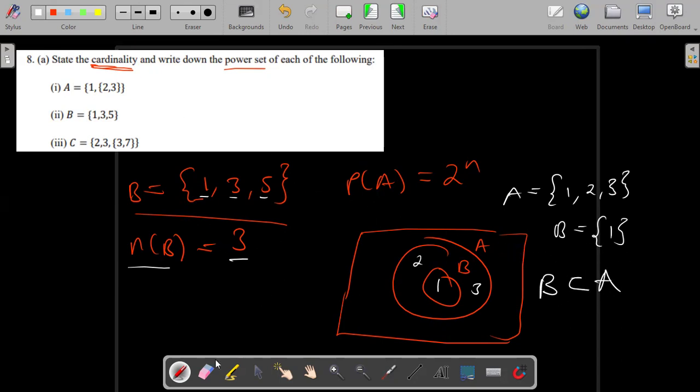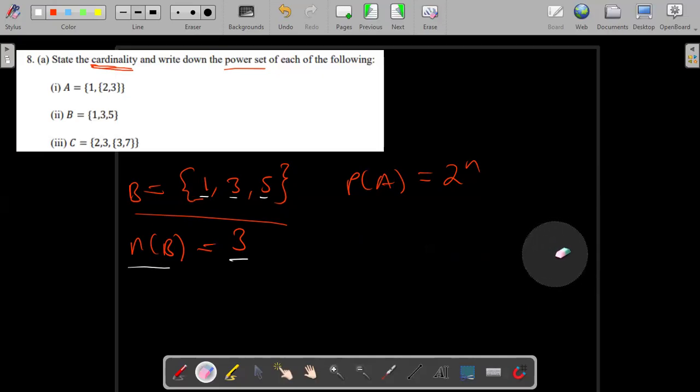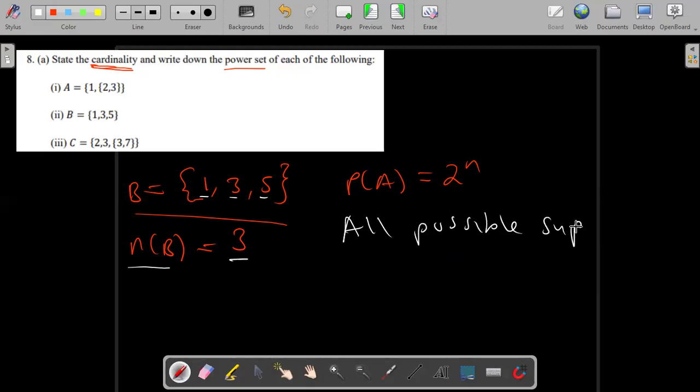So now, let's go back to power set. The power set is a set that contains all possible subsets of that set, including the set itself, which is a subset of itself because it can be contained in itself, and also the empty set.